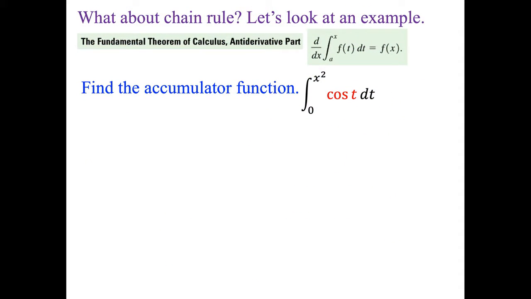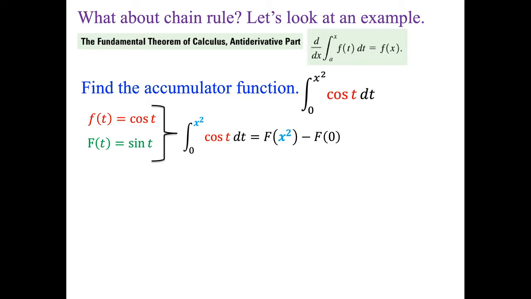Now, what about the chain rule? Remember, every function is really a chain rule problem. We've talked about that a lot. So how do we apply this antiderivative part of the fundamental theorem of calculus with the chain rule? Let's take the previous example and modify it a little bit. Let's find the accumulator function of the integral from 0 to x squared of cosine t dt. Again, f of t is cosine, so its antiderivative is sine, and I'm going to denote the antiderivative by capital F. The antiderivative of this function would be capital F evaluated at x squared minus capital F evaluated at 0, which gives me sine of x squared minus sine of 0.